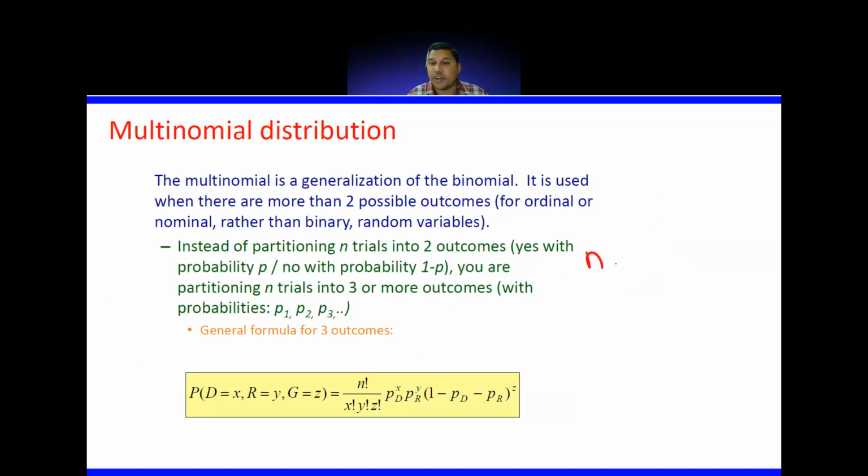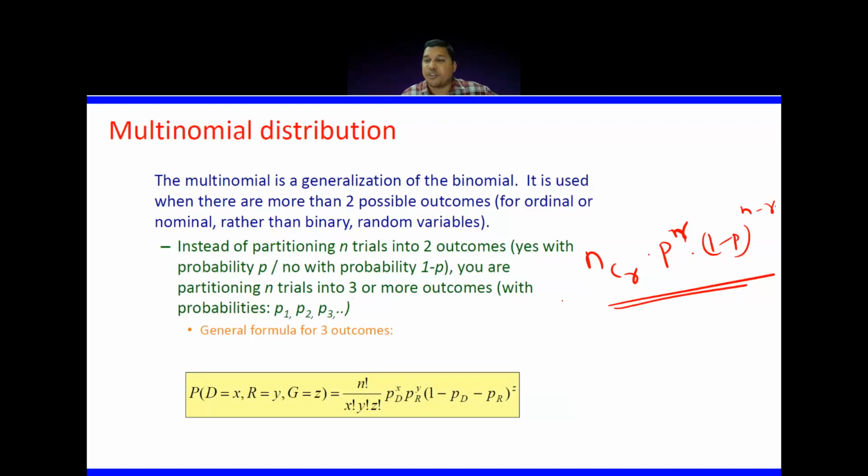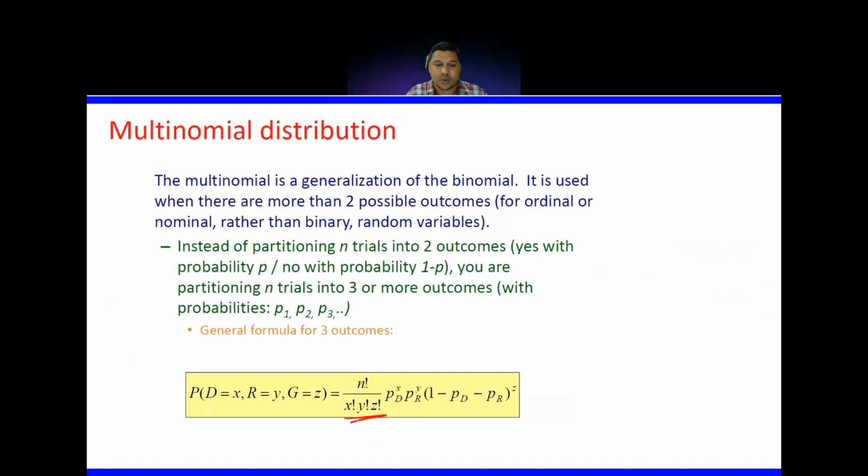You see here how you write it. There we were writing nCr into P power r into 1 minus P whole power n minus r. This we were doing for binomial, or Bernoulli also, same thing we have followed. But here it is not two outcomes. Therefore, we have here n factorial divided by x factorial, y factorial, z factorial if there are three outcomes, then p1 power x, p2 power y, p3 power z. This is the generalized formula.